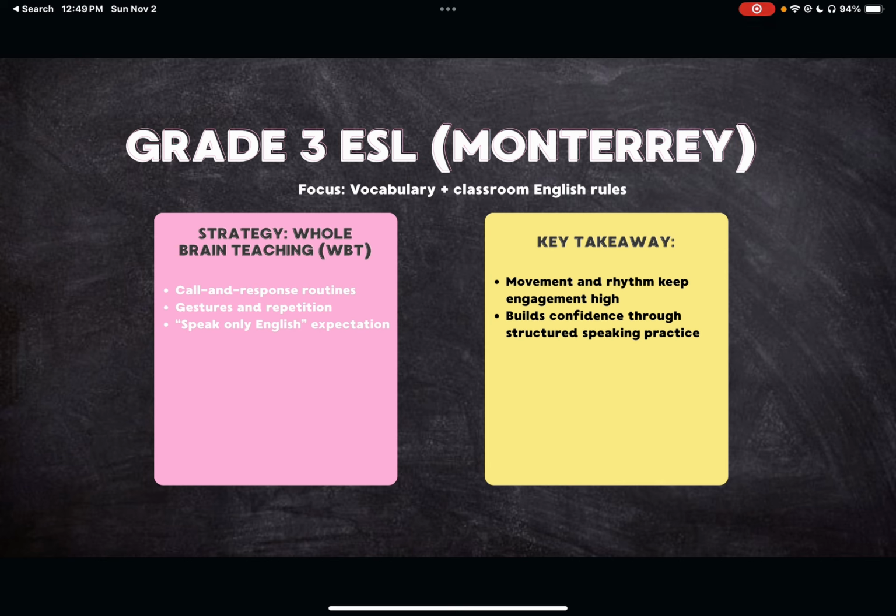Even though the sound quality wasn't great in that video, I could still see how the teacher kept students actively engaged, and that combination of movement, repetition, and rhythm really helped maintain focus and energy. It also made speaking English feel safe for everyone in the classroom. No one was singled out since the class spoke together. This kind of reminded me of Total Physical Response, or TPR, strategies, where physical movement reinforces language comprehension and recall.